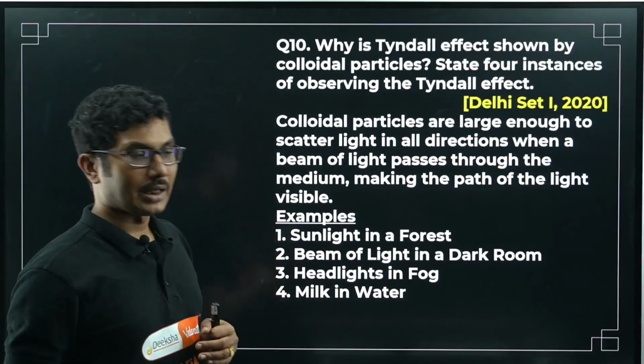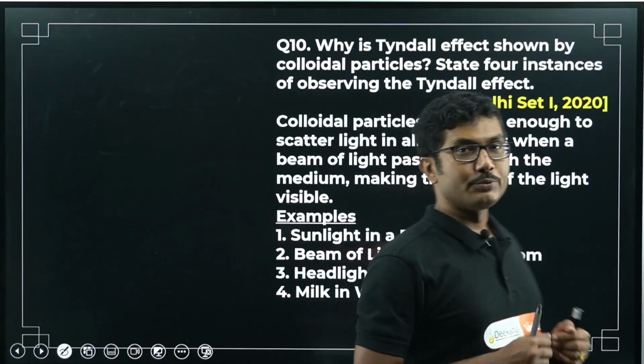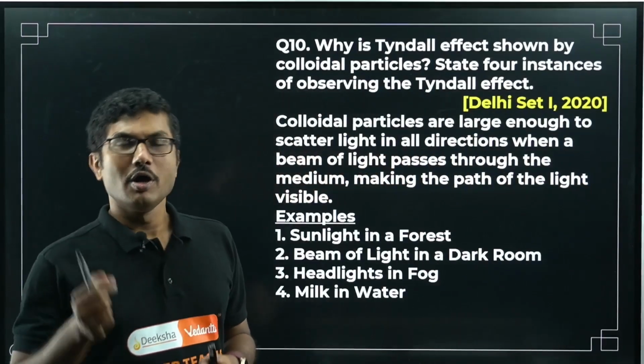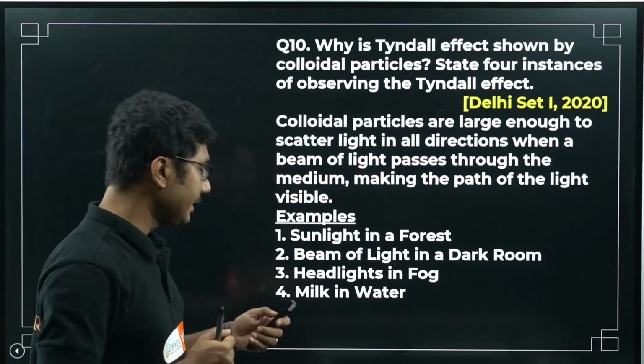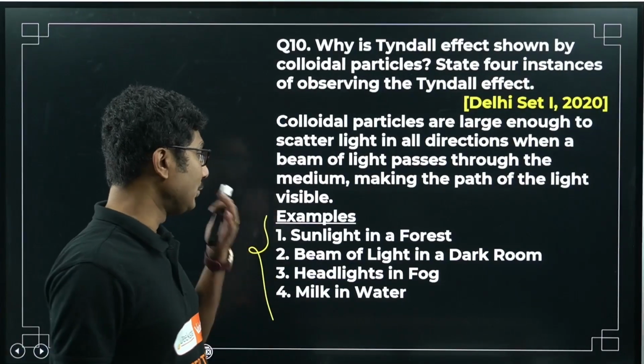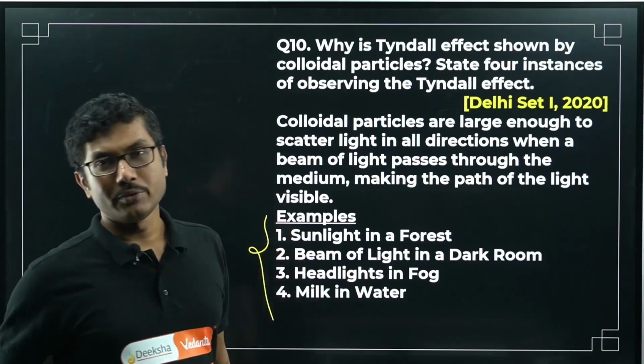Milk in water. If you add a couple of spoons of milk into water, it becomes a colloidal solution, and this also makes the path of the ray visible. These are the 4 examples. You have to remember them. The first 2 are easy to remember, the next 2 you have to remember.